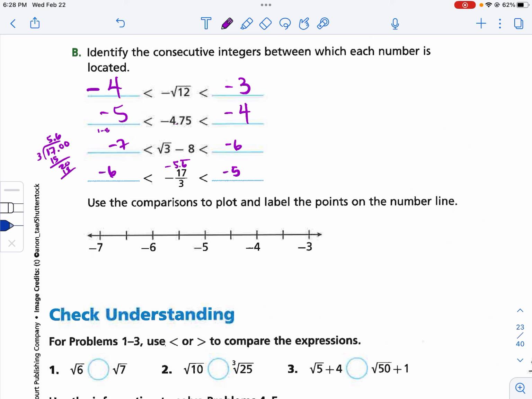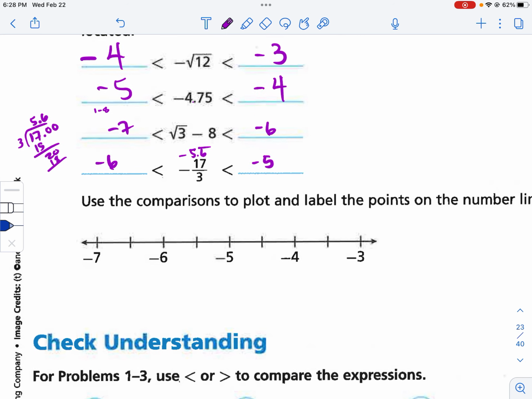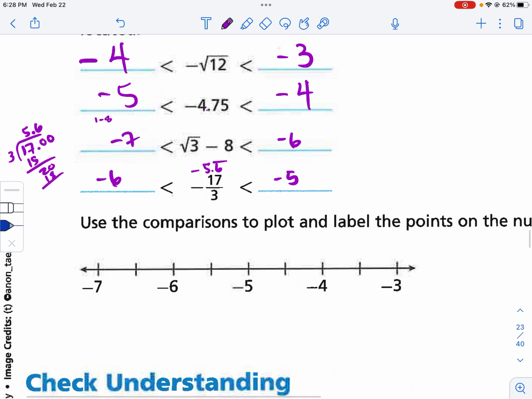So we're going to plot these. So it's between negative 4 and negative 3. Negative 4, negative 3, it's closer to 16. That's 4 away. 9 is 3 away, so I'm going to say it's closer over here. So negative square root of 12. Negative 4.75, so that's going to be right here in the middle.